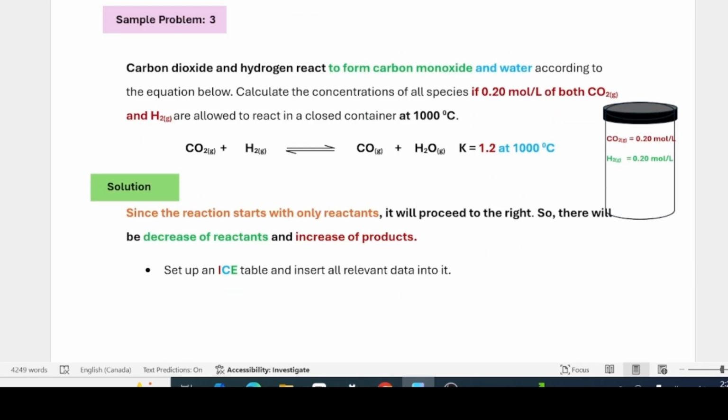We now look at a problem in which we are starting with only reactants and we are asked to calculate the concentrations of all the species at equilibrium. So in this case, we are starting with that concentration of both, which are reacting to give carbon monoxide and water at 1,000 degrees Celsius, and the equilibrium constant for which is 1.2.